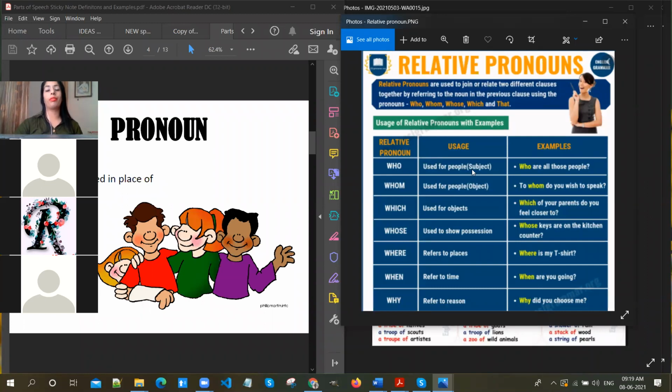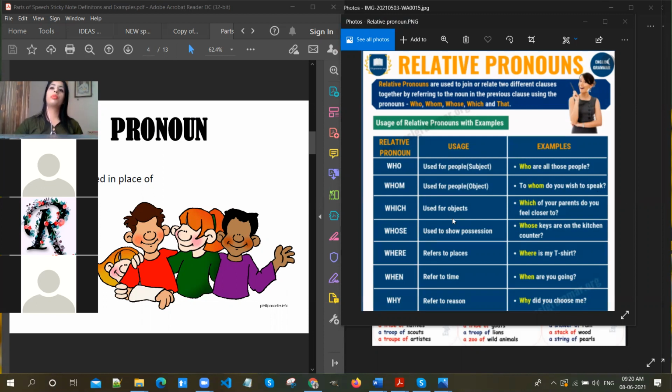Who is used for people, very important. Some students do not have this concept clear, and they use who for things, right? So who is used for the people when they are in subject, like who are all those people. When we talk about people, who are all those people. Whom is used for people when they are in objective case, like to whom do you wish to speak. To whom do you wish to speak.